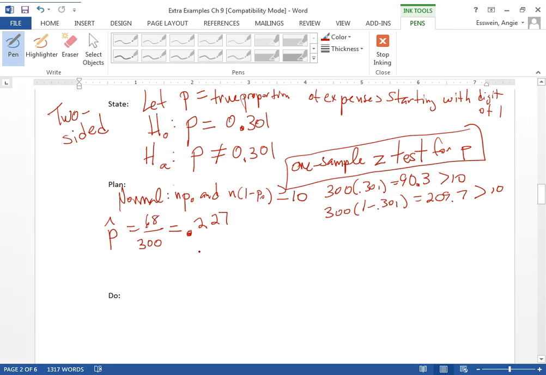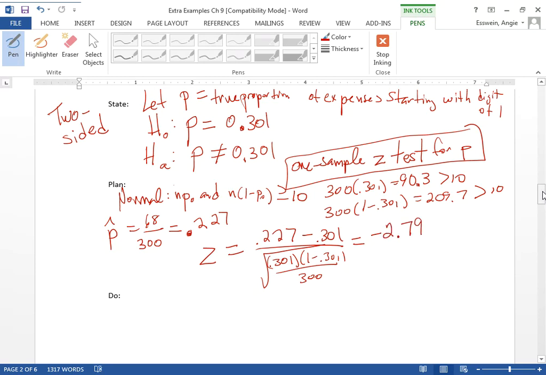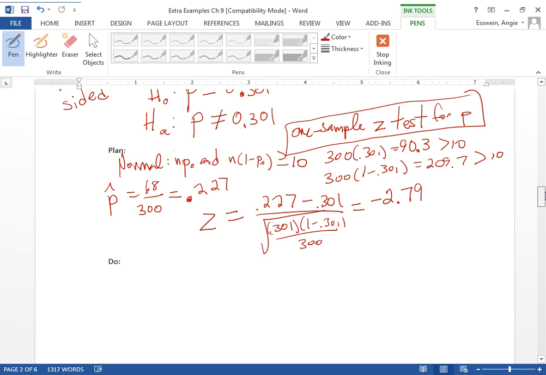So we're going to find our test statistic z. We're going to take that 0.227 and subtract 0.301 and divide by the standard deviation, which is the square root of 0.301 times 1 minus 0.301 over 300. We make sure we do that carefully on our calculator to get negative 2.79. Is that unusual? Yeah, almost 3 standard deviations away. We're a little suspicious.